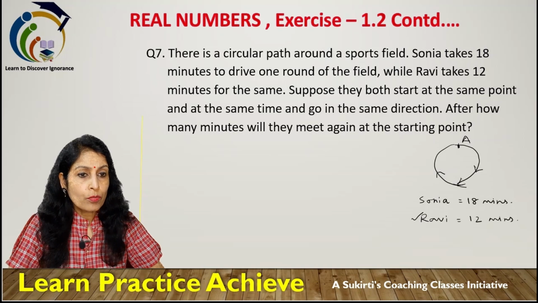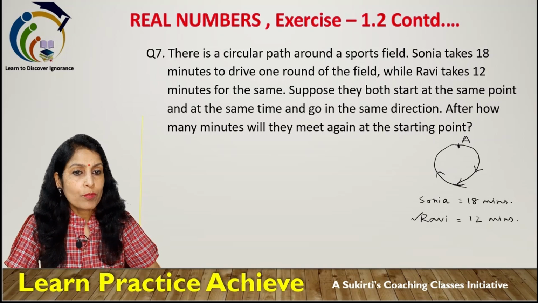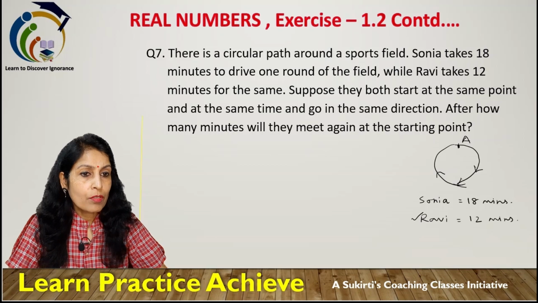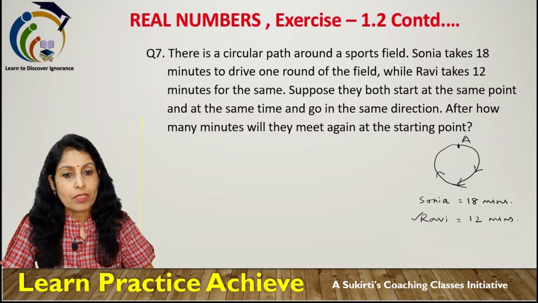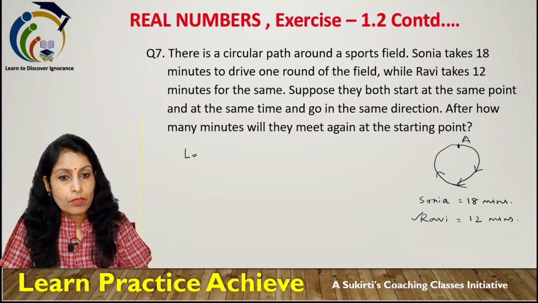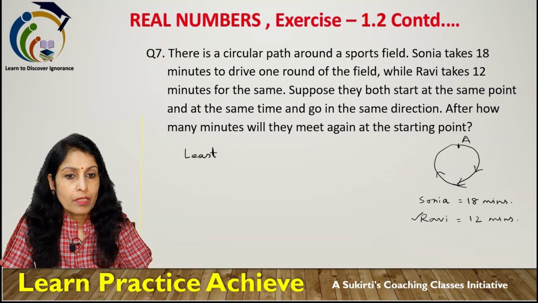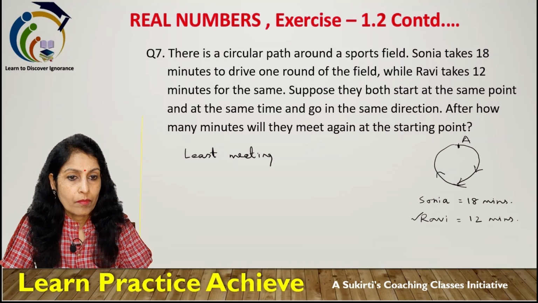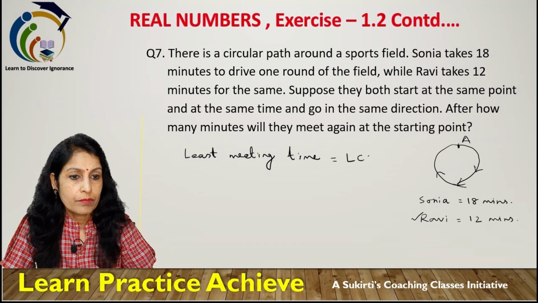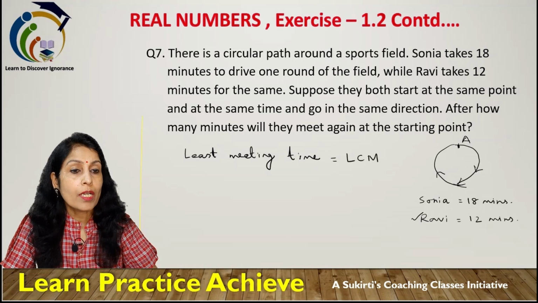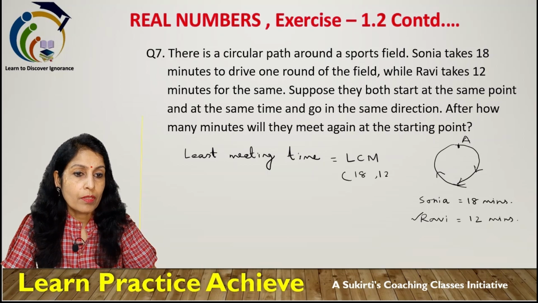So to find this out, what do we have to do? We have to find out the least time they require to meet with each other. So for the least meeting time, what do we have to find out? LCM. And LCM of what? LCM of 18 and 12.